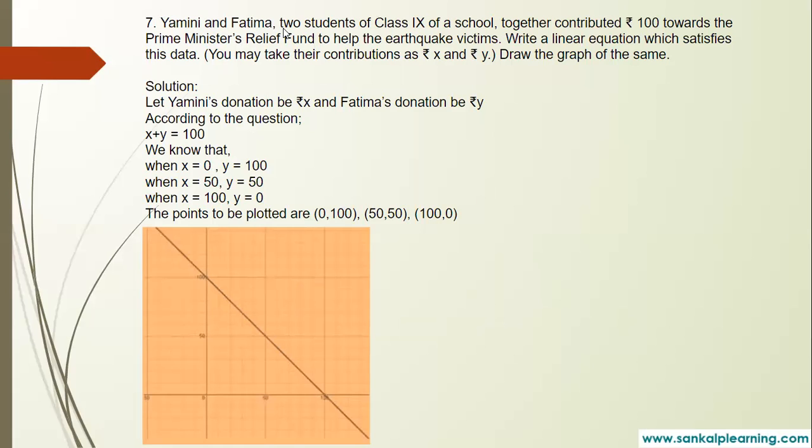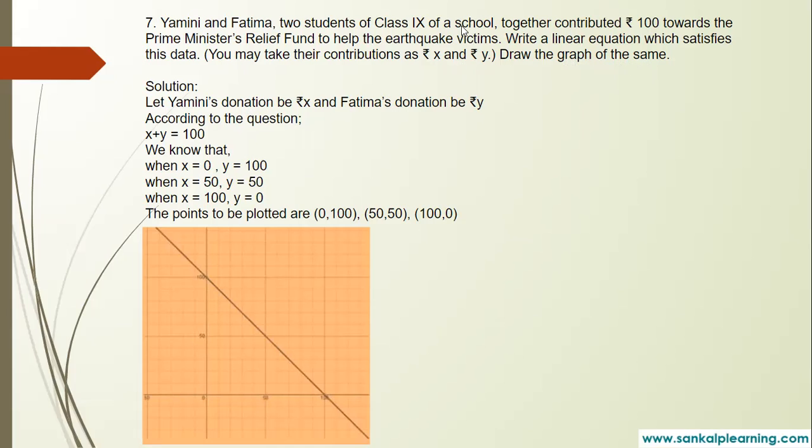Yamini and Fatima, two students of class 9 of a school, together contributed rupees 100 towards the Prime Minister's Relief Fund to help the earthquake victims. Write a linear equation which satisfies this data. You may take their contributions as rupees X and rupees Y. Draw the graph of the same.